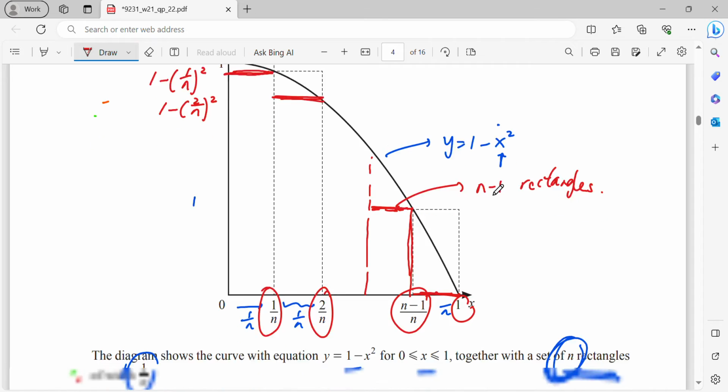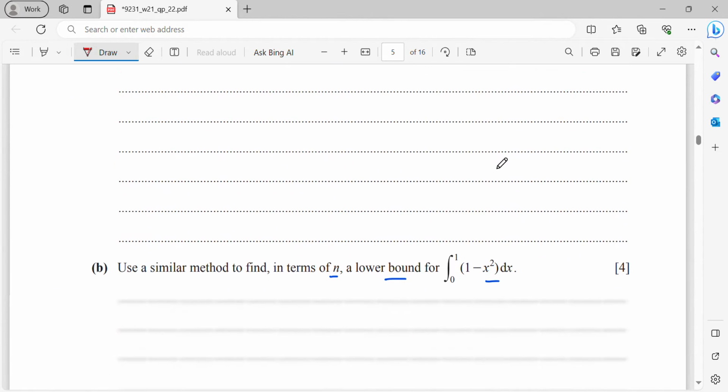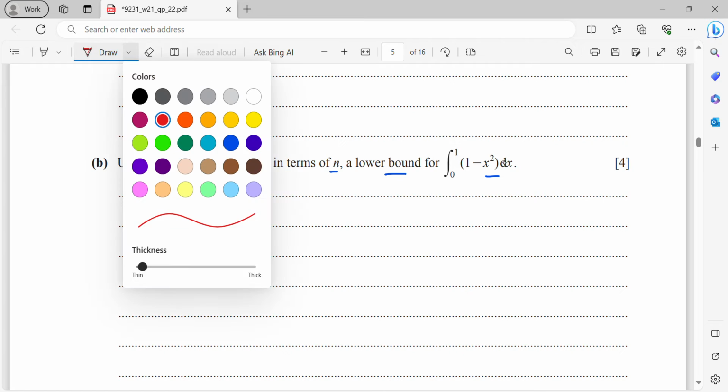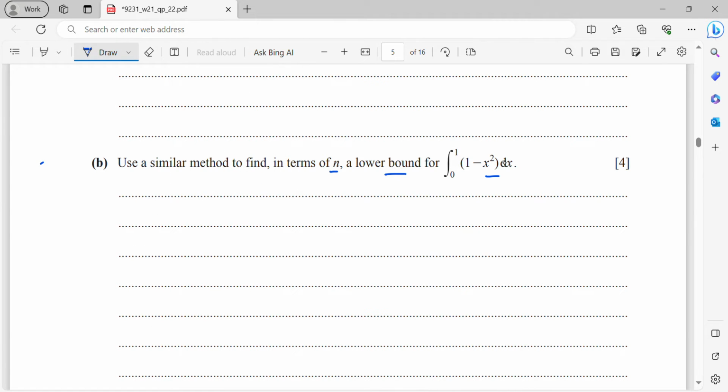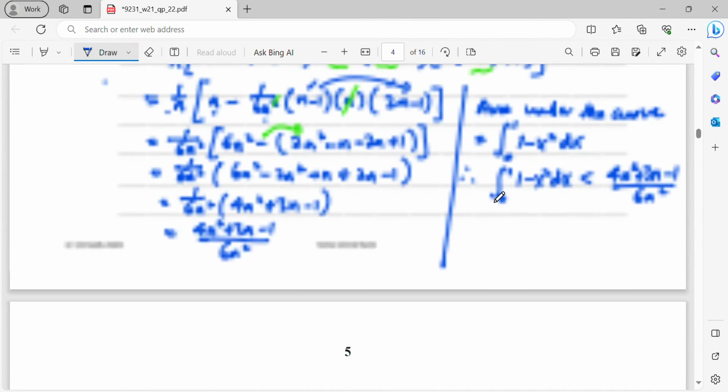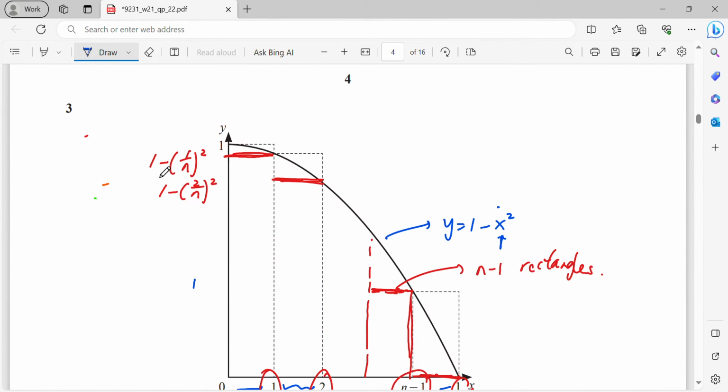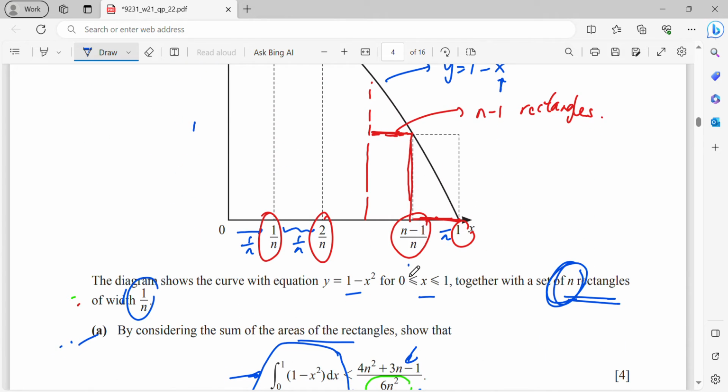Right, so now use the same concept. My lower bound will be 1 over n. Okay, still 1 over n because the width remains. Then it's just that now my first height is 1 minus 1 over n squared. Second height is 1 minus 2 over n squared. Until the last one is 1 minus n minus 1 over n squared.